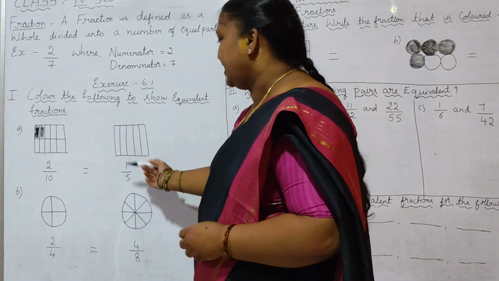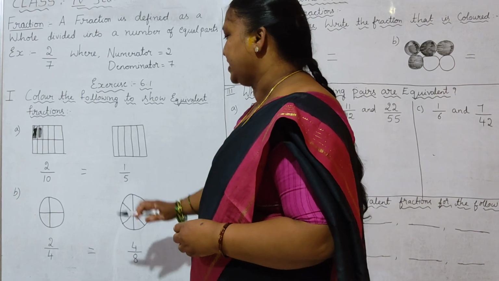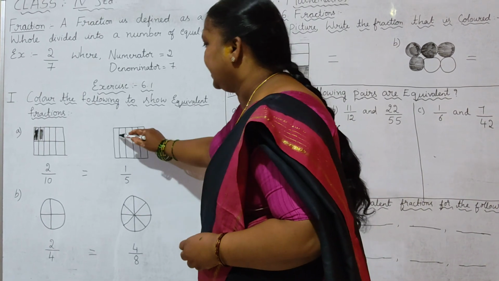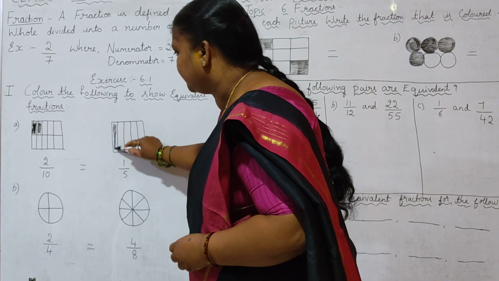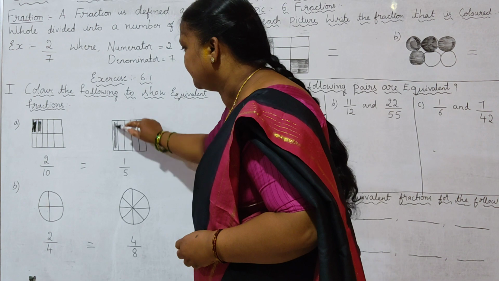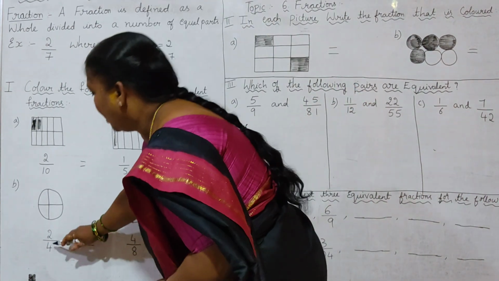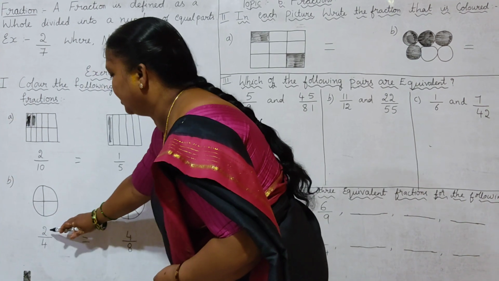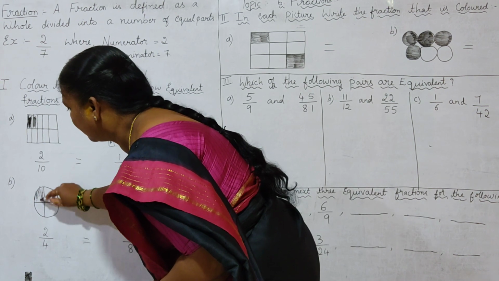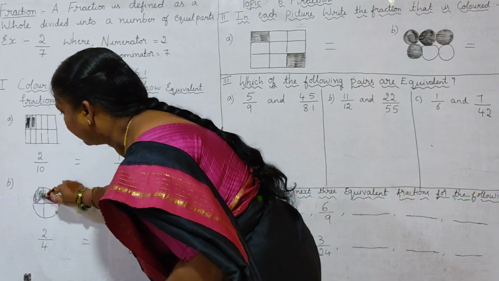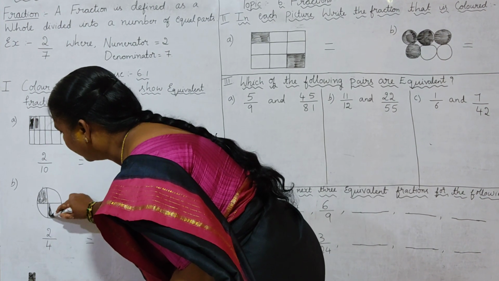Next here 1 by 5. How many parts did they divide? 1, 2, 3, 4, 5. We shade the number in the numerator, so 1 part we want to shade. Here 2 by 4. How many parts did they divide? 1, 2, 3, 4. 2 parts we want to shade, here or here, anywhere we want to shade.